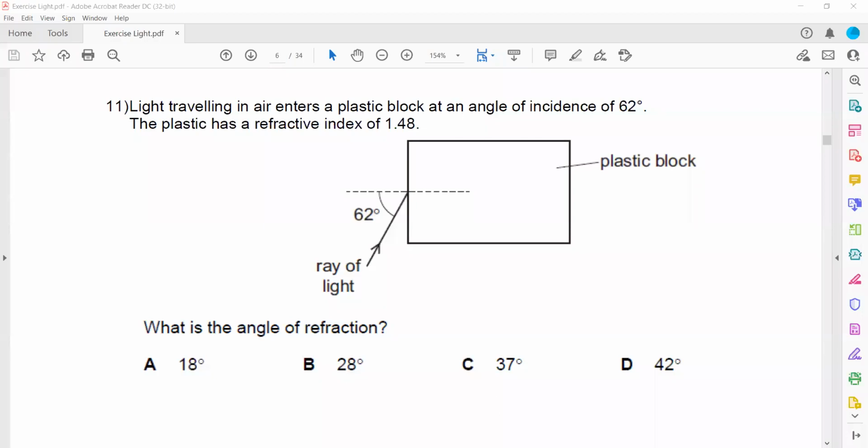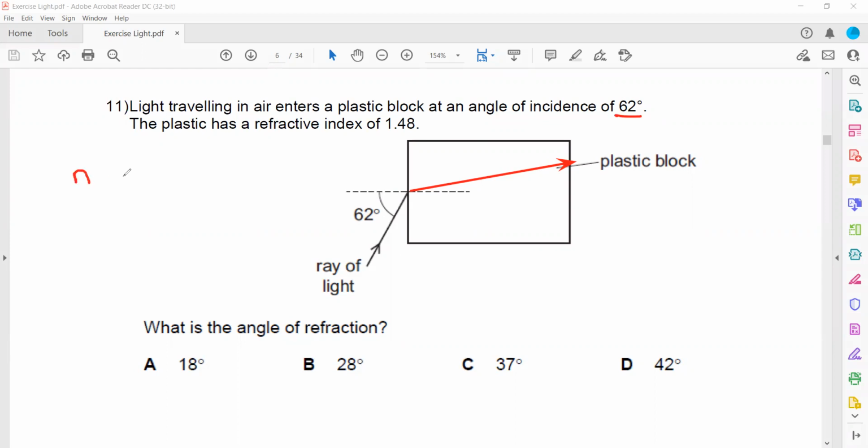So this question is also related to refractive index, as I mentioned in the question. The light traveling in air enters a plastic block at an angle of incidence 62. So it is moving from air to glass. When it travels from air to glass, it will bend towards the normal, so the angle of refraction will be smaller than the angle of incidence.